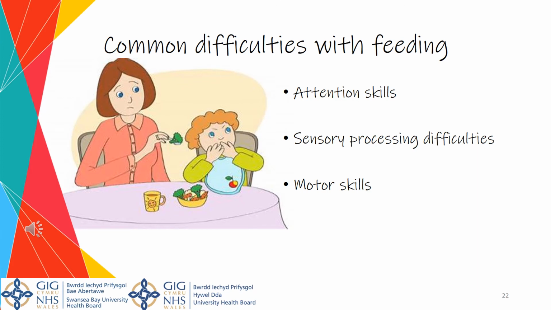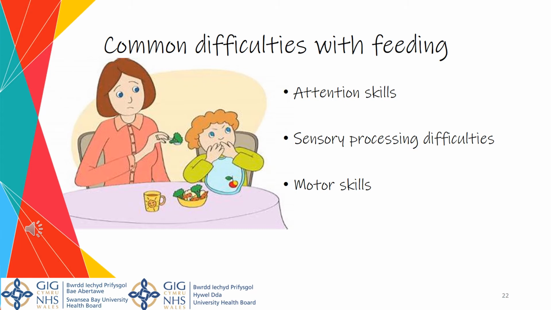Some common difficulties around feeding for children include sitting for meal times. So this might be challenging due to poor attention or being easily distracted. Sensory differences. So some children may show sensitivities towards smells or avoidance to specific textures. They may also become easily overwhelmed in a busy environment, such as a school hall.